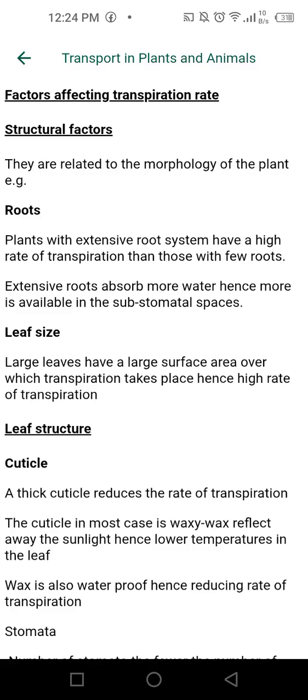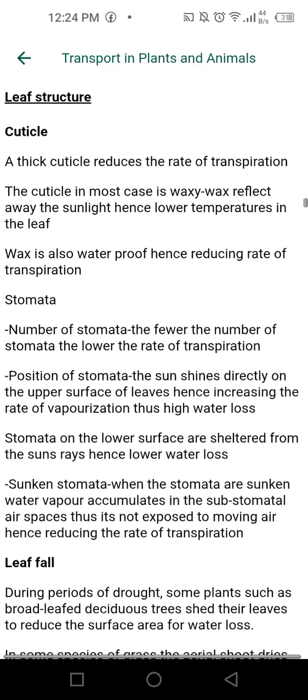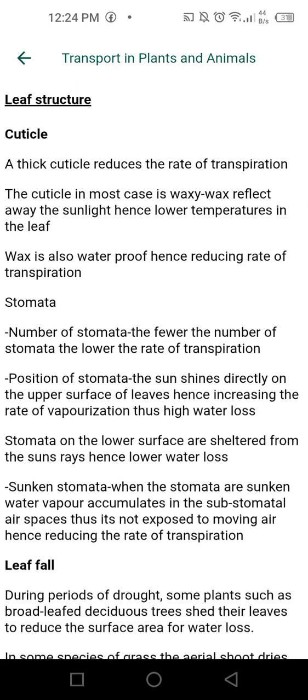Leaf structure. Cuticle. A thick cuticle reduces the rate of transpiration. The cuticle in most cases is waxy. Wax reflects away the sunlight, hence lower temperatures in the leaf. Wax is also waterproof, hence reducing the rate of transpiration.